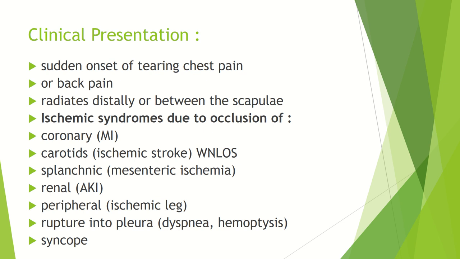It can present as an ischemic syndrome due to occlusion of coronaries, like myocardial infarction. It can also present as an ischemic stroke. So, all very important to ask for weakness, numbness, loss of sensation. Patient can have sudden onset abdominal pain, the sign of mesenteric ischemia, and then ischemic leg, acute kidney injury. They can also present as shortness of breath, hemoptysis, as well as syncope.